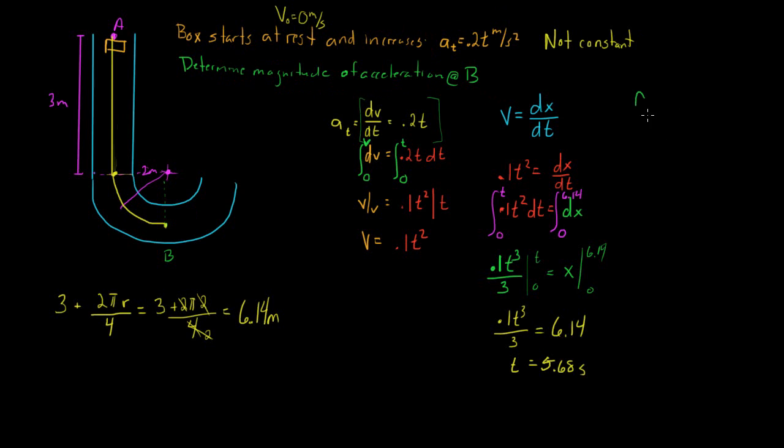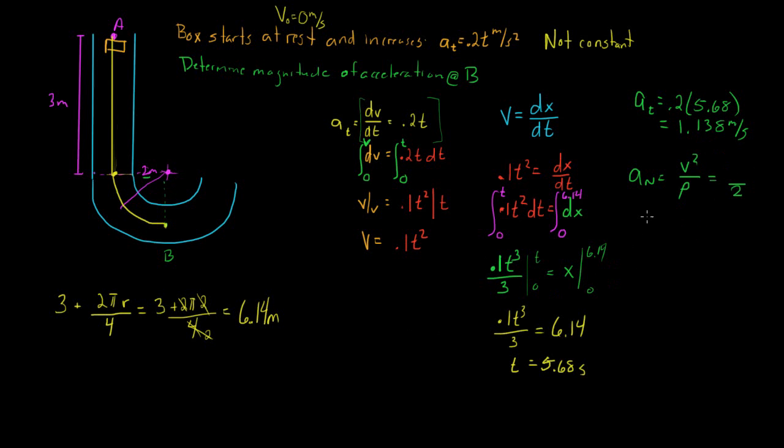Well, we're going to need to know two things. We need our tangential acceleration, which we actually have an expression for. It's equal to 0.2 times time, and our time is 5.68 seconds. So our tangential acceleration is 1.138 meters per second squared, and we need a normal acceleration. The normal acceleration is the velocity squared divided by the radius of curvature. We know the radius of curvature, it's given, it's 2 meters. So we just need to figure out what our velocity at B is.